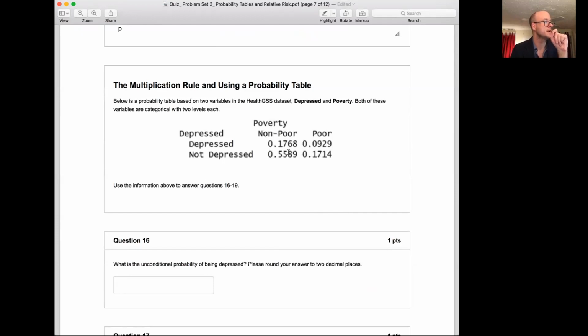So keep in mind, we're still doing a conditional probability, right? The conditional probability given that you're not living in poverty. So we just want to know if you're depressed, given that you're not in poverty, you just take 0.17 divided by this column right here, right? 0.1768 plus 0.589. So given that you're non-poor, we estimate that probability. It's about 75% because we know that the probability of being poor was about 26%.